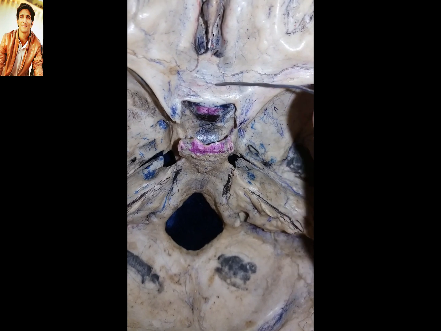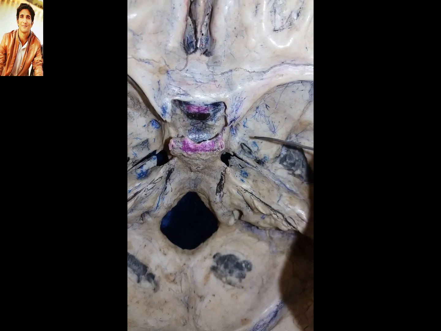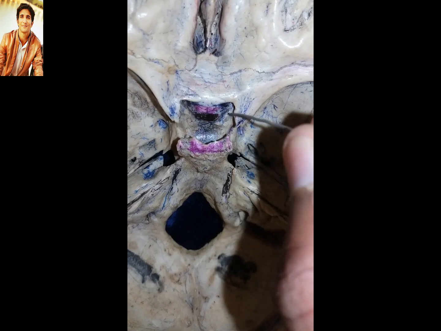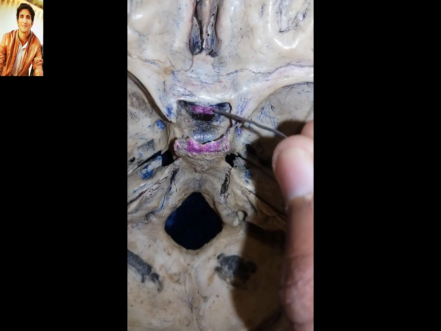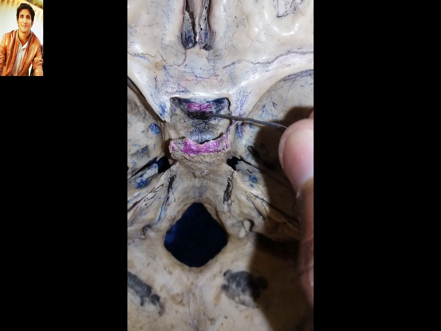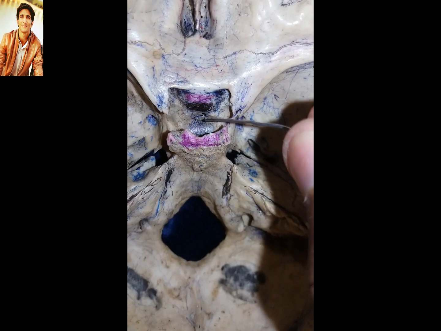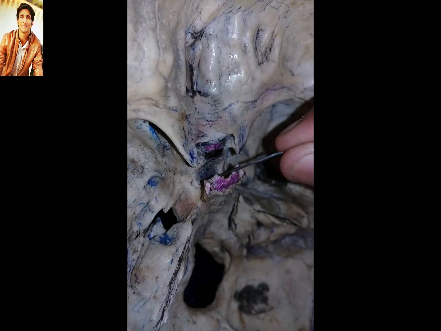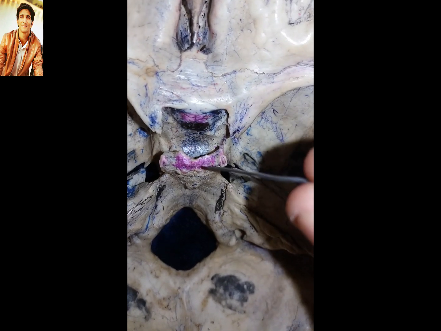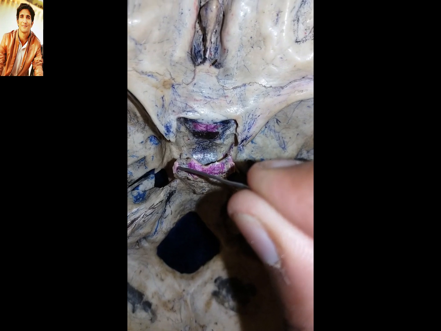Just posterior to the sulcus chiasmaticus, there is a unique bone formation of the body of the sphenoid, which is known as the sella turcica. This sella turcica consists of four parts: the tuberculum sellae, hypophyseal fossa, dorsum sellae, and posterior clinoid processes.